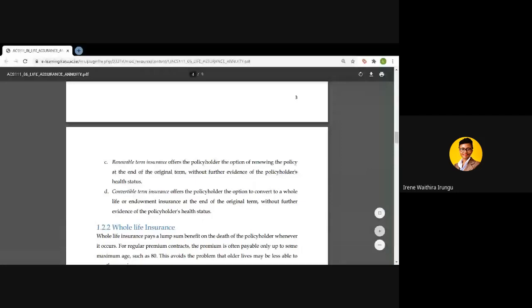Then the last modification of the term is what we call a convertible term. And this offers the policyholder, that is Brian's father, the option to convert from a term assurance into another type of life insurance contract. So it can either be a whole life insurance or an endowment insurance contract at the end of the original term. So at the end of the 5 years, Brian's father could consider converting their policy into a whole life or an endowment insurance contract without further evidence of medical status.